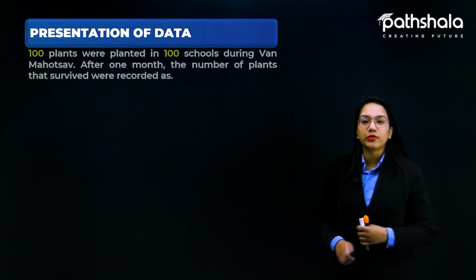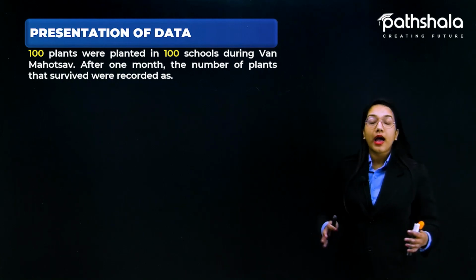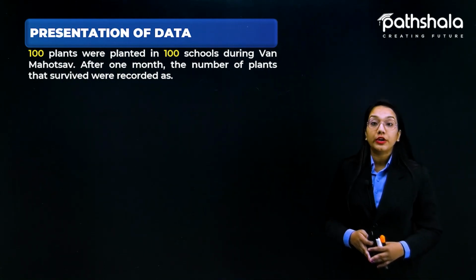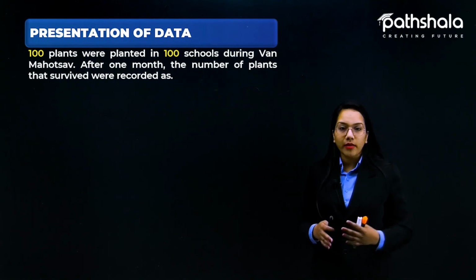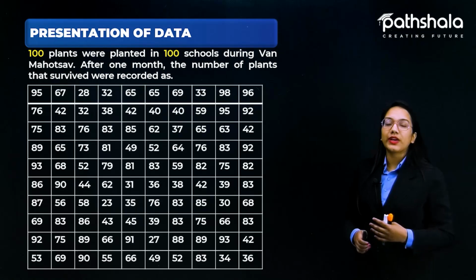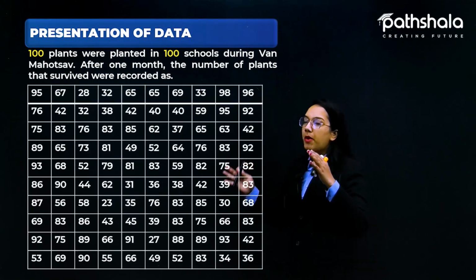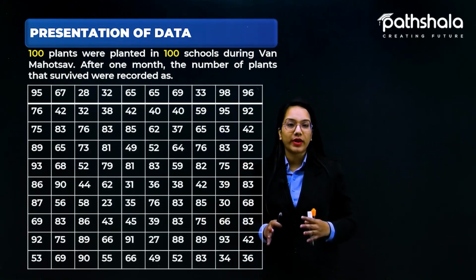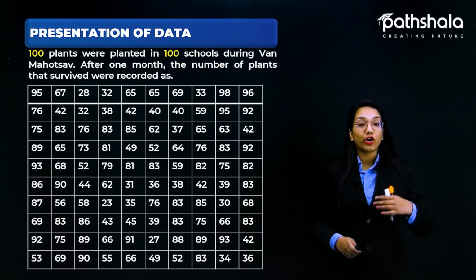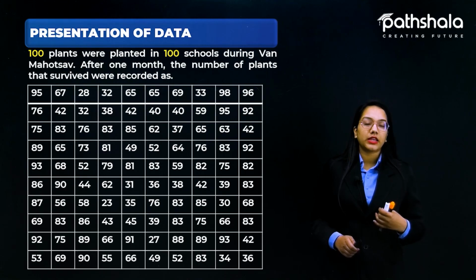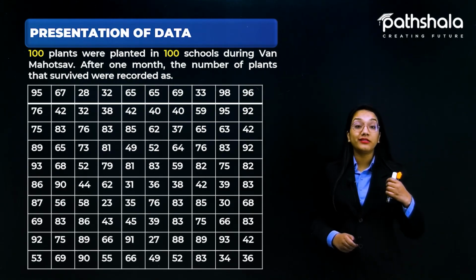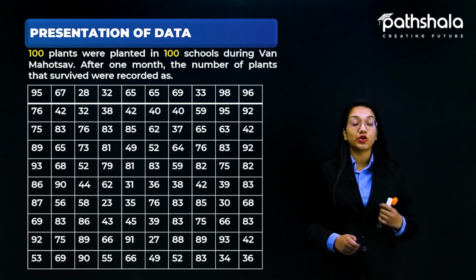Let us suppose I take another example, where 100 plants were planted in 100 schools during one Mahotsav. After 1 month, the number of plants that survived were recorded like this. You can see the data is much bigger than the previous two examples. How can we arrange such data? For the presentation of such data, we use intervals. So what are those?